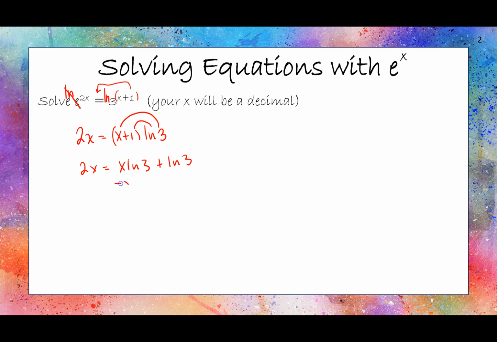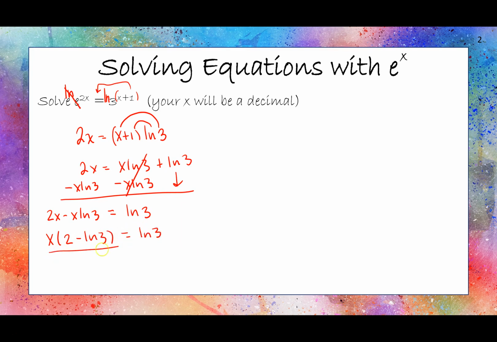Of course, I now need to get my x on the other side. We have a cancel on this side, but over here on the left, they are not like terms, so I'm just going to write it like this and drop down the ln 3. At this point, we pull out our common x, and we have 2 minus ln 3 equals ln 3. Divide by 2 minus ln 3. That cancels, and I'm left with x equals ln 3 divided by 2 minus ln 3.